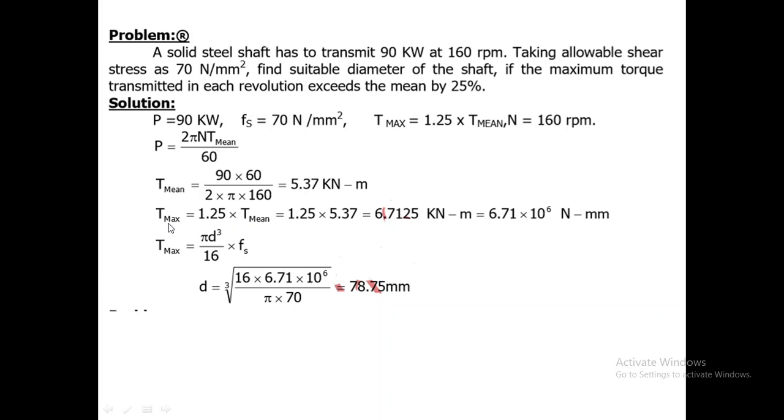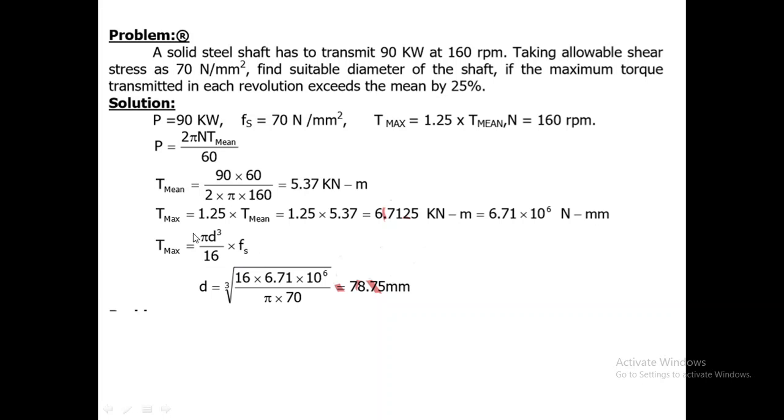So first you calculate T max, and this you take as the torque in the strength equation. You should not take T mean as the torque in the strength equation. You should take the maximum torque. So this again is T max by J is equal to tau by R. That is the torsion equation.